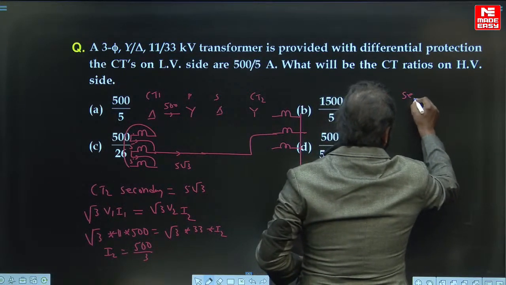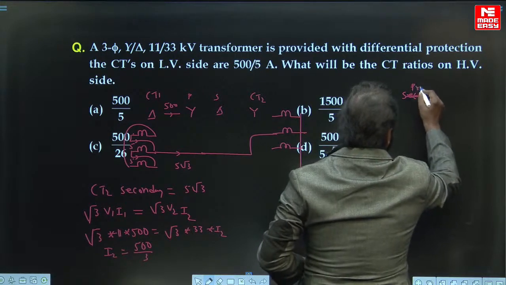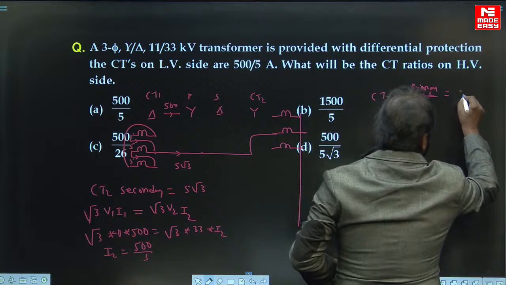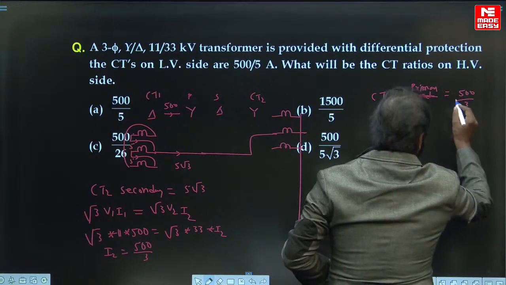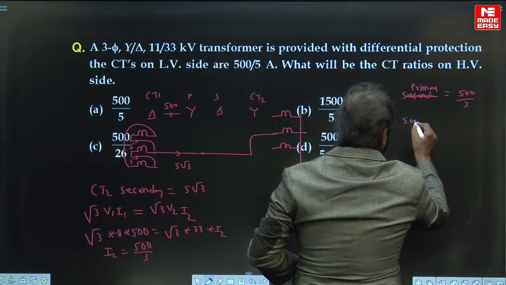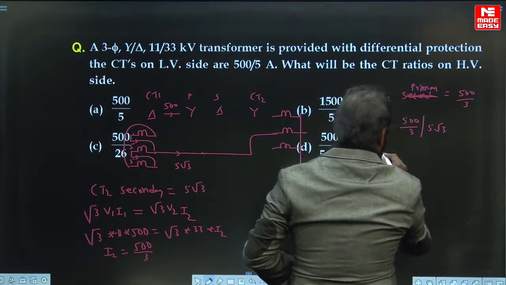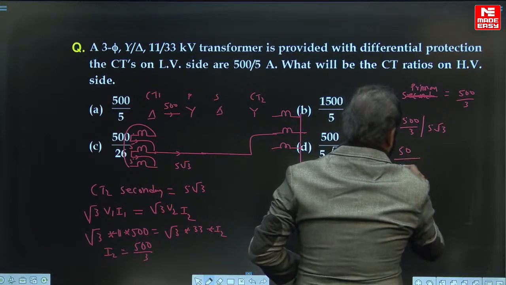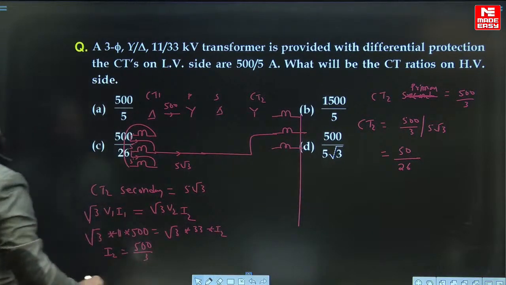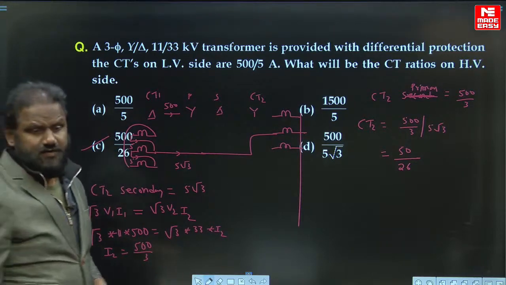CT2 secondary by primary is equal to 500 by 3. So CT2 has a ratio of 500 by 3 of 5 root 3. So that is equal to 500 by 26. This is the right answer. Okay. This is also one of the standard questions.